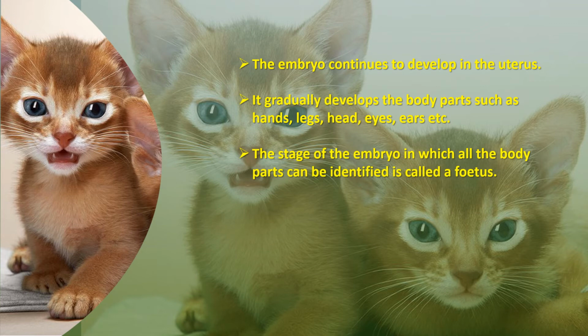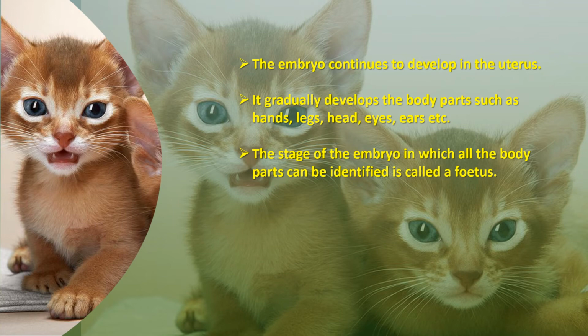The stage of the embryo, or we can say an unborn baby in the uterus, at the stage when all the body parts can be identified. And the human embryo becomes a fetus after about 8 weeks of pregnancy. From about 8 weeks till birth, the unborn baby is called a fetus.